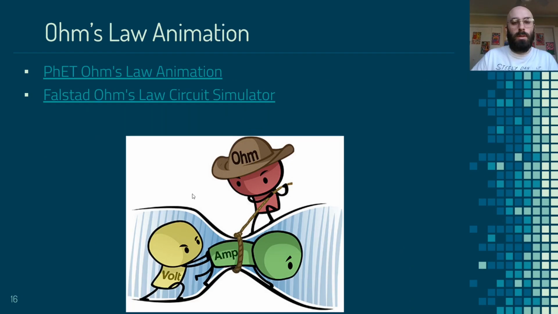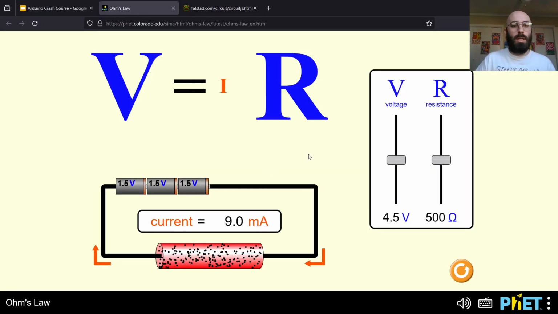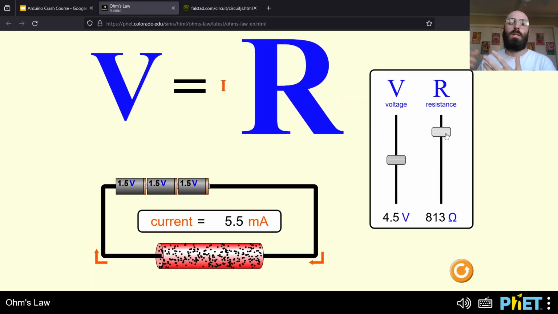So let's take a look at a couple of simulations here that can be helpful. The first right here is V equals I times R, which is just another form of Ohm's law. So here, if I change the resistance, if I make it go up by dragging this slider up, we'll see that it's going to make the current go down, right? Because there's more resistance in the circuit, meaning that less current can flow.